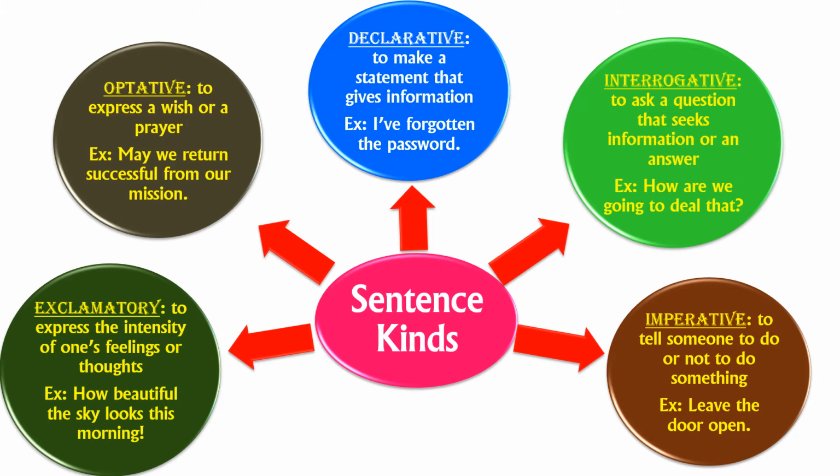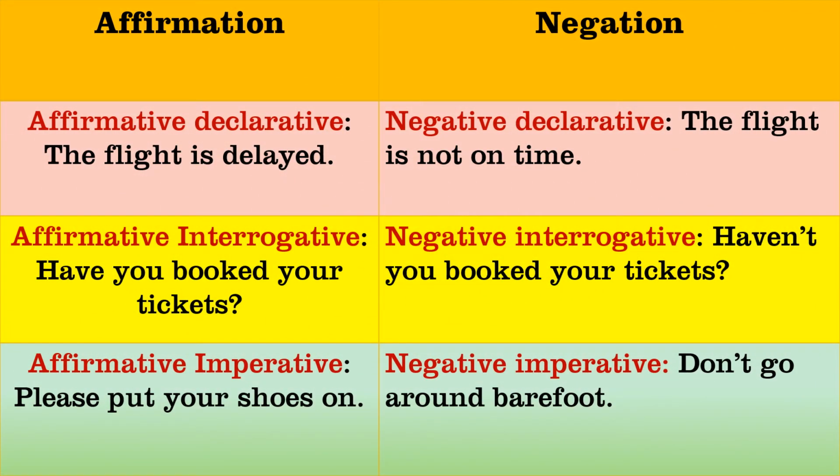The next one, affirmation and negation. What is affirmation? That is nothing but a declarative sentence, right? The flight is delayed. So how to change the sentence into negation, or I mean negative? The flight is not on time, right? So we can use that in negative formation also. Affirmative interrogative: how to change the sentence into interrogative. Have you booked your tickets? Negative interrogative: haven't you booked your tickets?